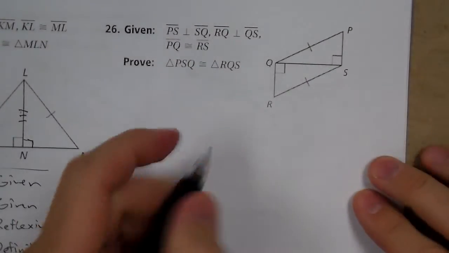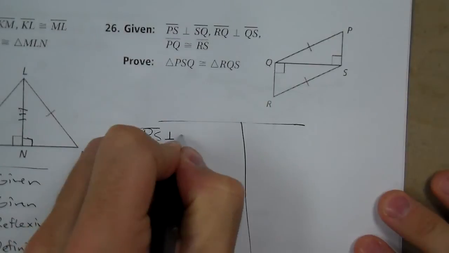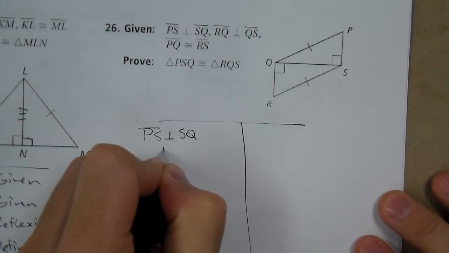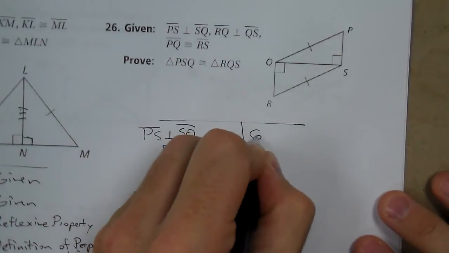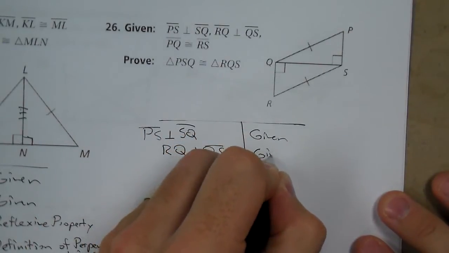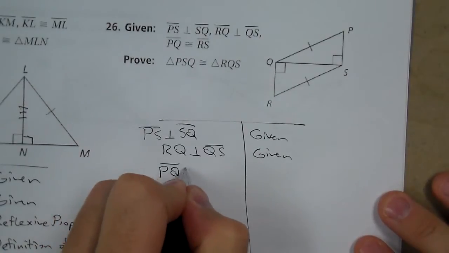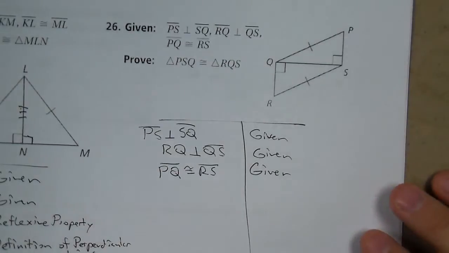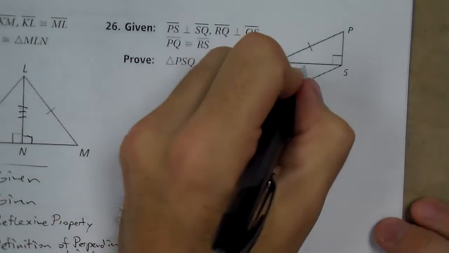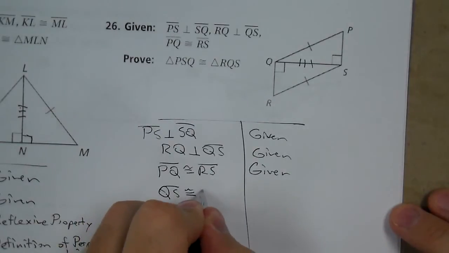All right, now let's look at 26. So we have PS is perpendicular to SQ. We also have that RQ is perpendicular to QS, as well as PQ is congruent to RS. Now anytime I get these proofs, I like to look for easy properties I see right off the bat. I see that QS is congruent to itself. That is the reflexive property.